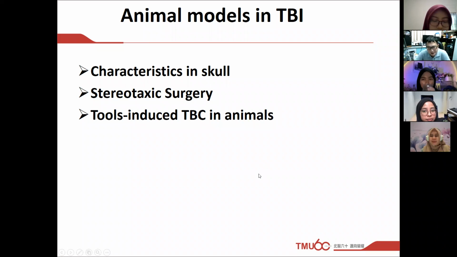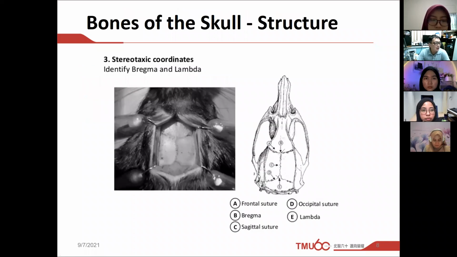So we need to identify the injury site on the skull. So we need to use stereotactic surgery. Okay, later on I'm going to show you what it is. And we need what kind of tool to induce brain injury in animals. Okay, I'm going to briefly introduce this. Then open up the skull of a mouse. Use the scissors or scalpel to open up the skin of the head.